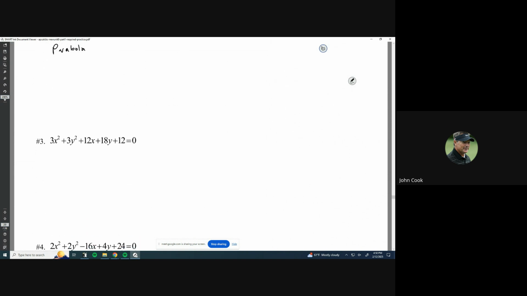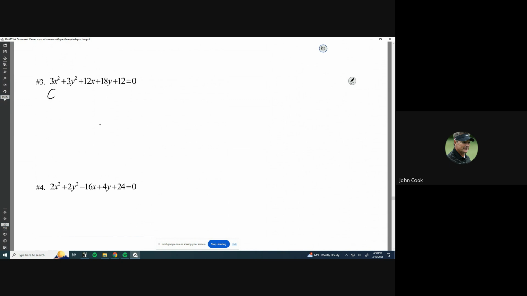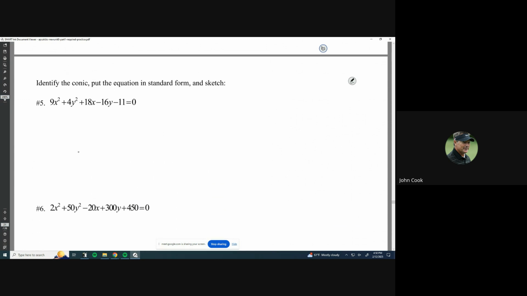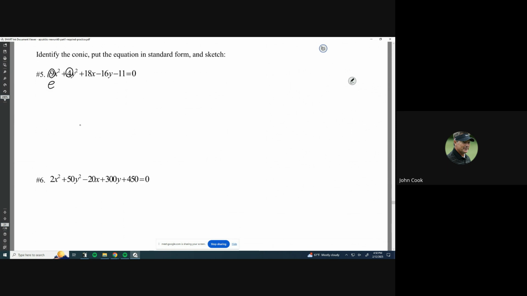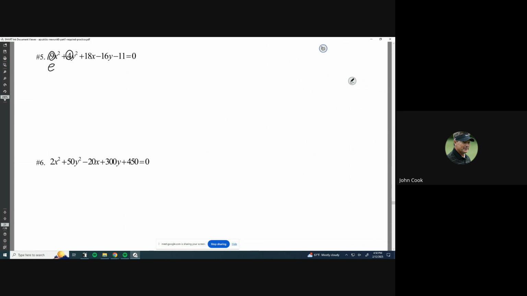So let's take a look at number 3. Yes, the x squared and y squared are there. They both have the same sign, and they also have the same coefficients. So that makes this a circle. Number 4, x squared and y squared exist. They both have the same sign and the same coefficient. This is also a circle. Number 5, the x squared and y squared exist. They both have the same sign, but they have different coefficients. That makes this an ellipse. Same thing with number 6. The x squared and y squared exist. They have the same sign, but different coefficients. So an ellipse for this one as well.